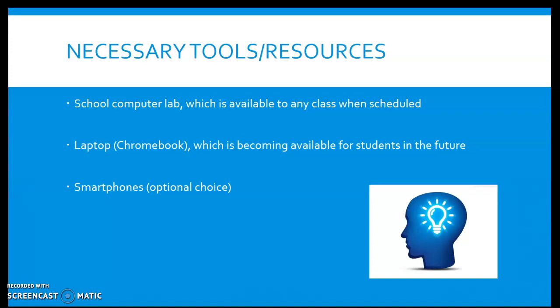And then another tool that they will need is a laptop or a Chromebook, which is becoming available for students in the future. And then next is a smartphone. I listed this as an optional resource because I think it's actually way easier to access Kahoot and Quizlet through the apps on their phones rather than going through the computer. So that's one way that they can just access something very quick with their smartphone.